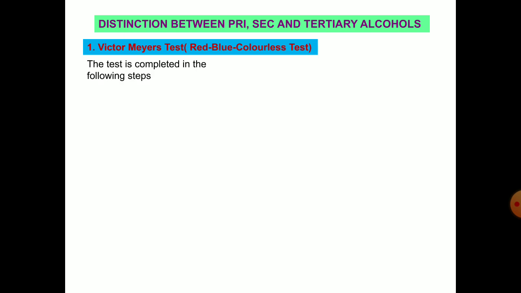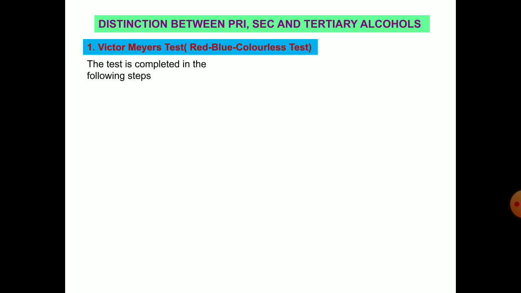Let us see how we can distinguish between primary, secondary and tertiary alcohols. One very important method is known as Victor Meyer's test, also known as the RBC test, red, blue, colorless test. Primary alcohol will give red color, secondary alcohol will give blue color, and a tertiary alcohol will never give any color. That means it is colorless. So we can simply say it is the RBC test.